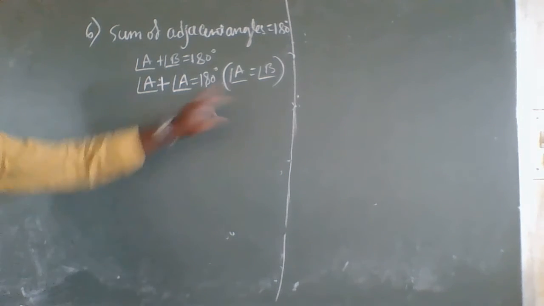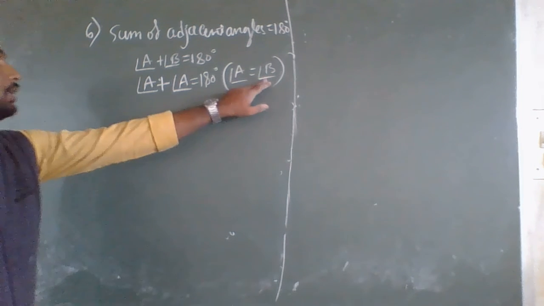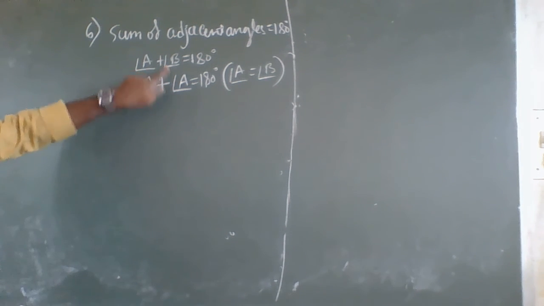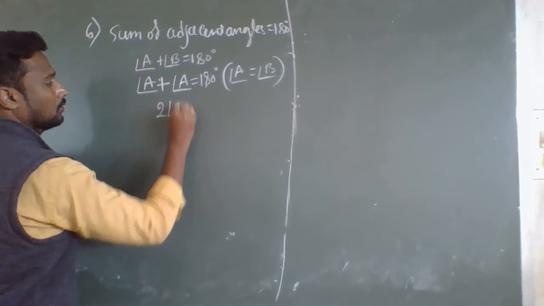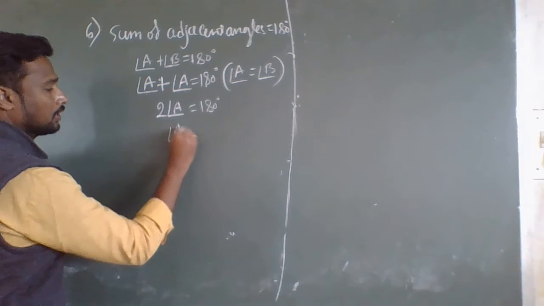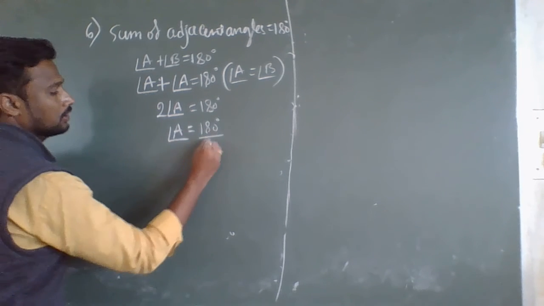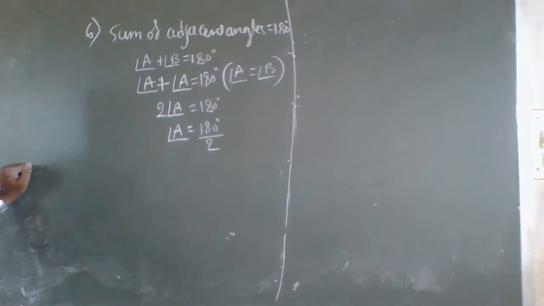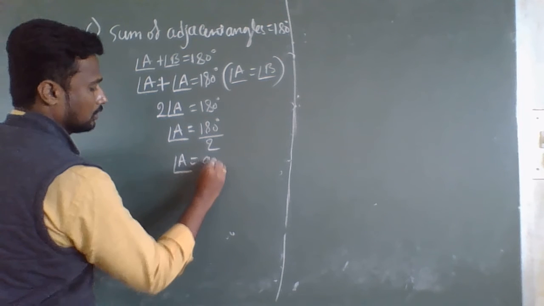They have given this in the problem only. Two adjacent angles are equal, therefore angle A is equal to angle B. So here in the place of angle B I will write angle A. So angle A plus angle A, meaning 2 angle A, is equal to 180 degrees. Therefore now we can calculate the angle A value. I will move this 2 to the other side. Therefore 180 by 2 means angle A is equal to 90 degrees. 180 by 2 means 90 degrees.